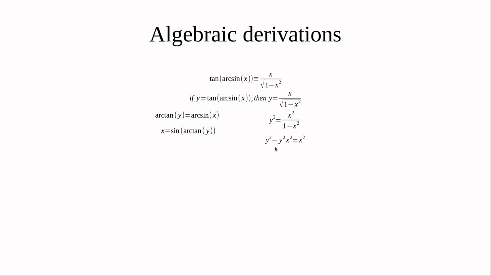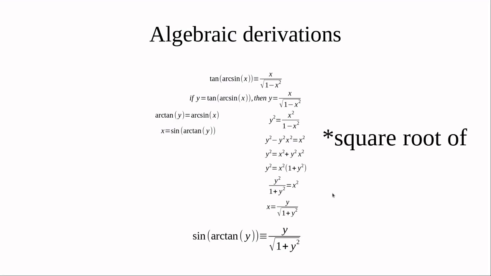And then you want to carry the y squared x squared over to the other side. Now that we've got it here, we can factorise. With our x squared all on its own, we can divide out this 1 plus y squared and square root. And therefore, of course, sine of arctan y is equivalent to y over the square root of 1 plus y squared.